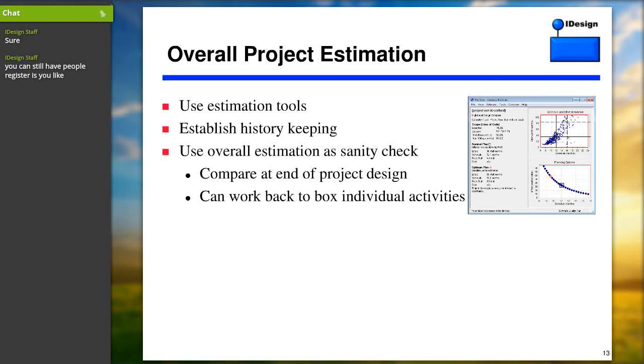Now, why do you need to have an overall project estimation? It's a sanity check. Once you're done with the project design and you've broken down the activities and summed it all up, that number should more or less correspond to the overall project estimation you did as a black box on the outside. The other use for overall project estimation is to reduce uncertainty. You say, well, I don't even know what the individual activities are, but I know if I sum it all up, it's going to be just like the overall project. So it's a way for you to box in the effort.